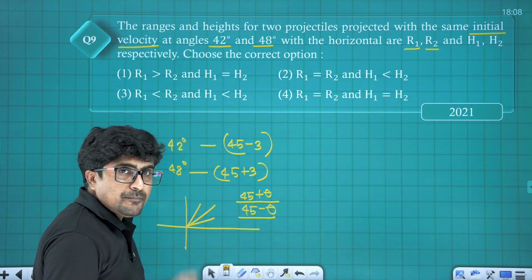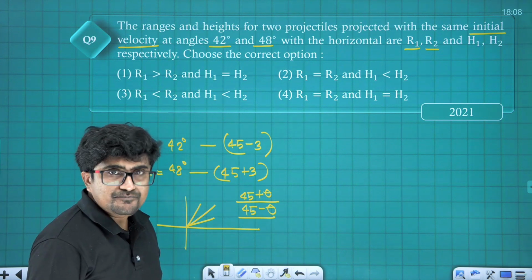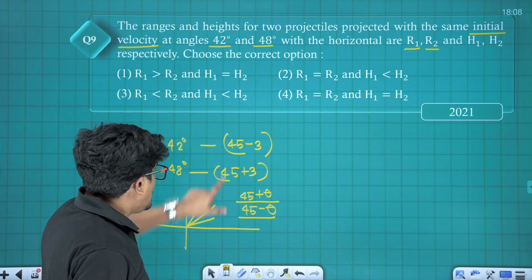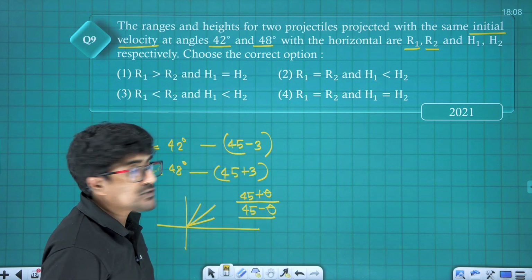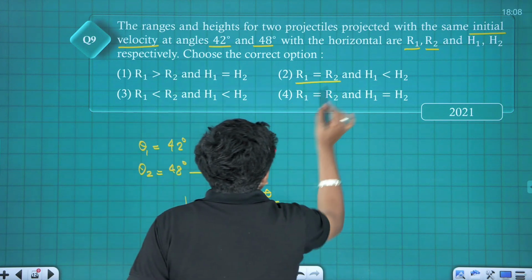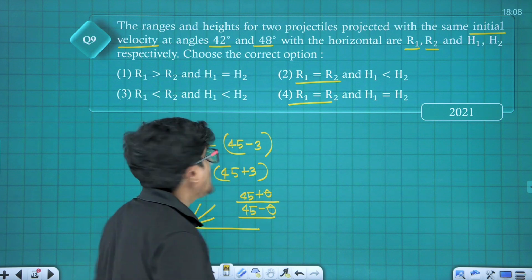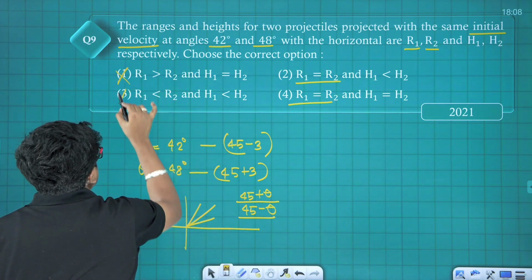In both these cases, the range has to be the same. That's a key concept behind this. So here it satisfies the situation, 45 minus theta, 45 plus theta. So R1 needs to be equal to R2. That is for sure. So these two are not in the list.